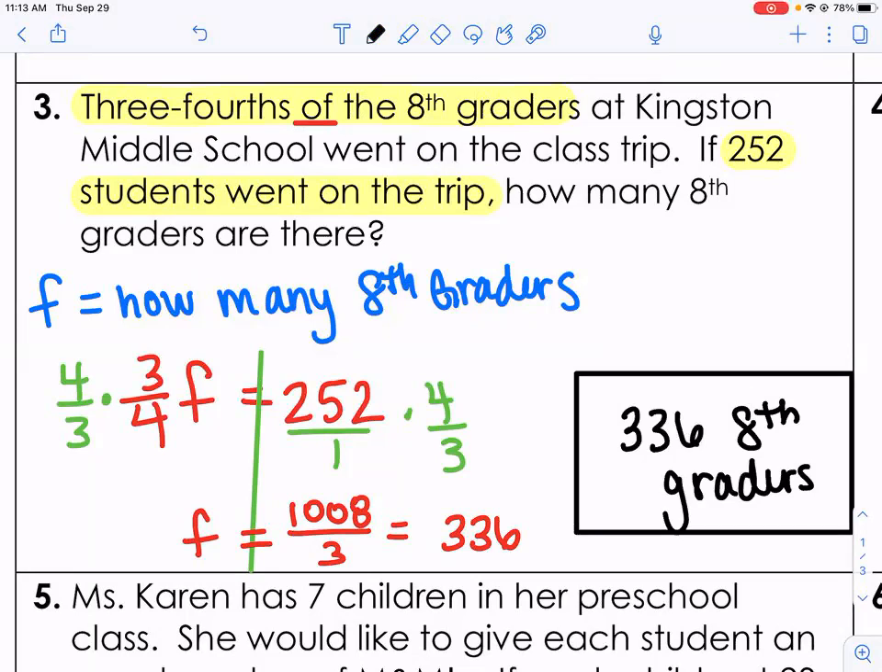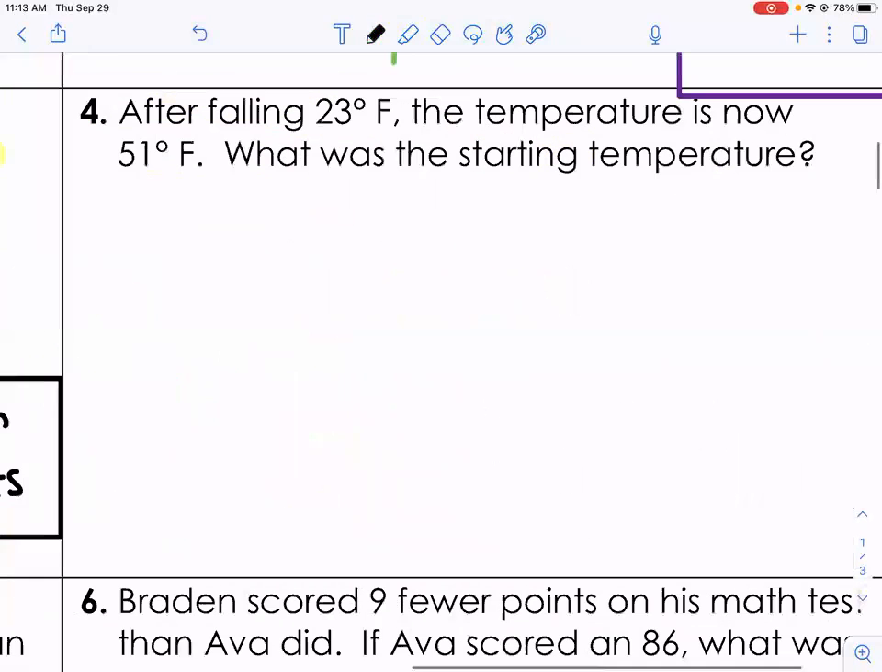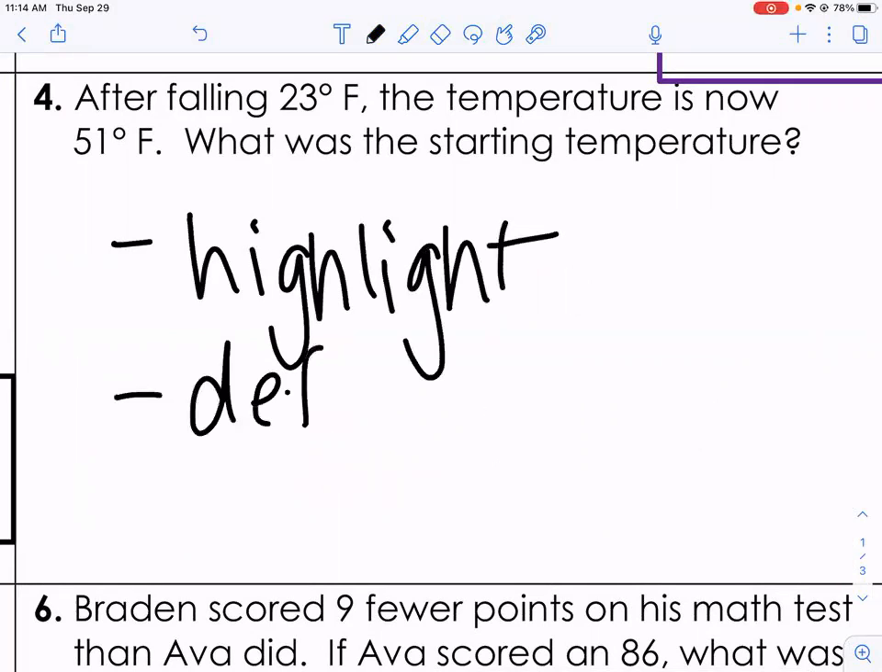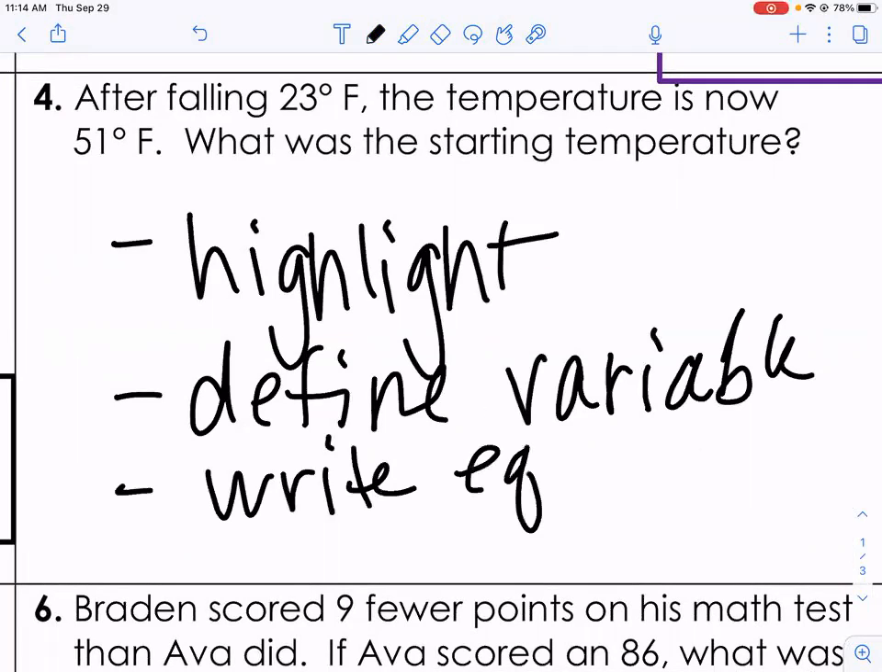Okay. All right. This is what I'm going to have you do. Only number 4, you and your elbow partner. Highlight. Define the variable. Write the equation. Solve. Your elbow partner work together.